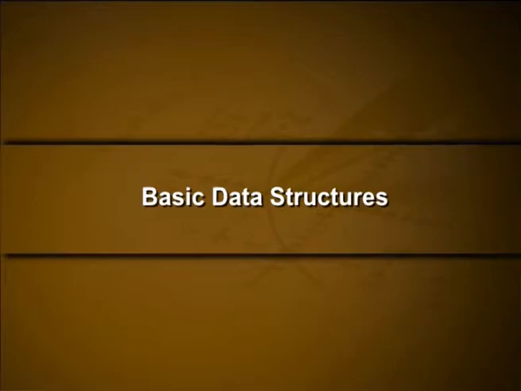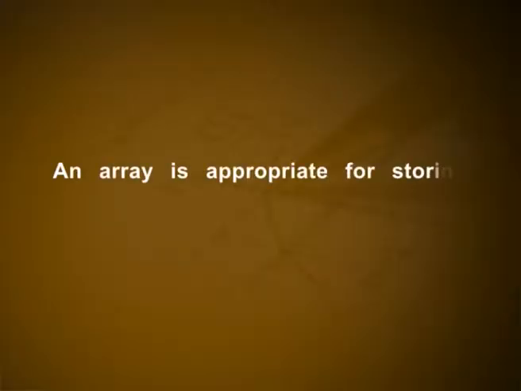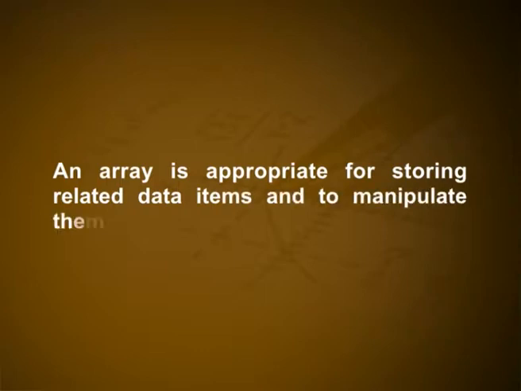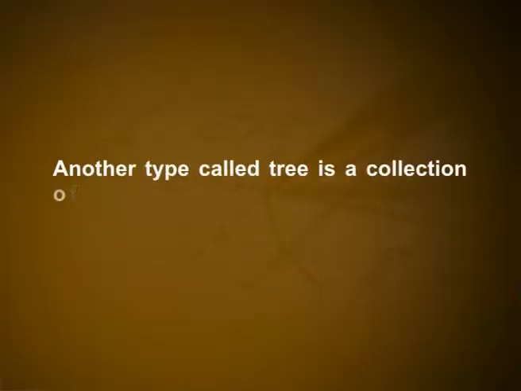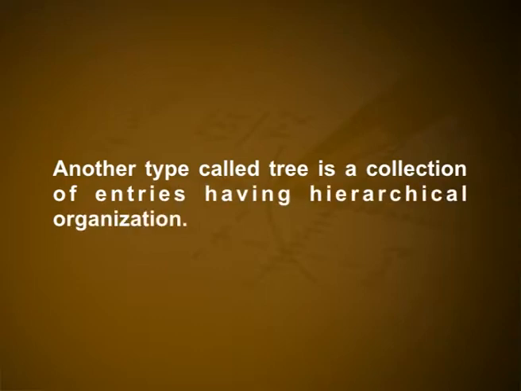Basic data structures. There are different data structures used for various purposes. According to the applications and usage of stored data, some data structures are more useful. An array is appropriate for storing related data items and manipulating them. A list is a collection of entries arranged sequentially. By restricting the access of list entries, the list can be either a stack or a queue. Another type called a tree is a collection of entries having a hierarchical organization. Each of these commonly used structures is discussed here in detail.